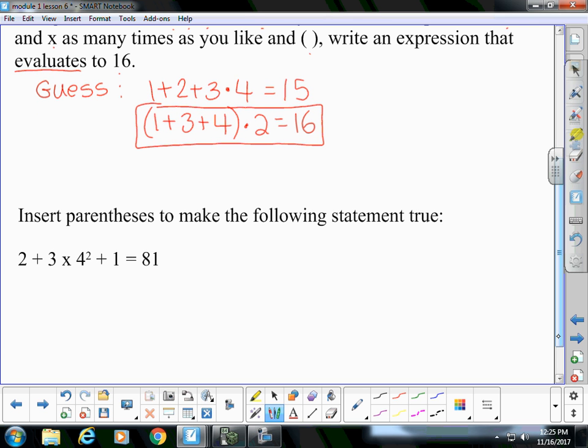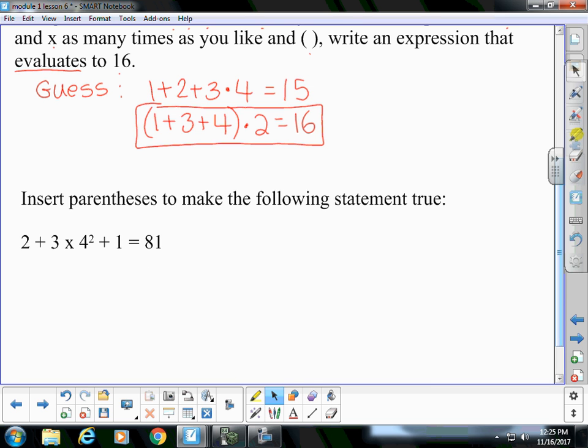Okay, this next problem is another one. It says insert parentheses to make the following statement true. Normally, let's see what it comes out to the way that it is. The way that it is, you would do exponents first, which would be this part of it, and that would be 16.